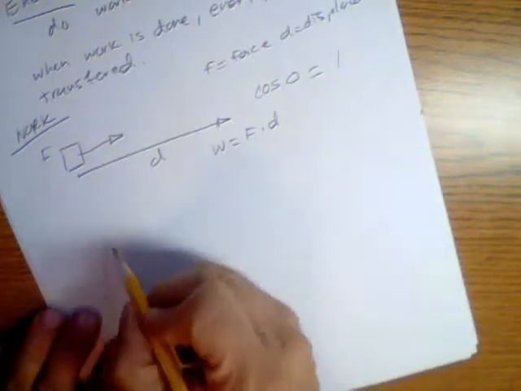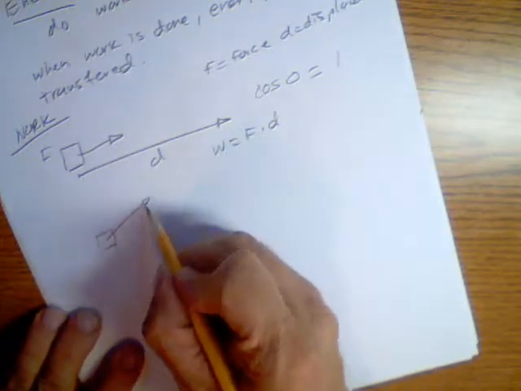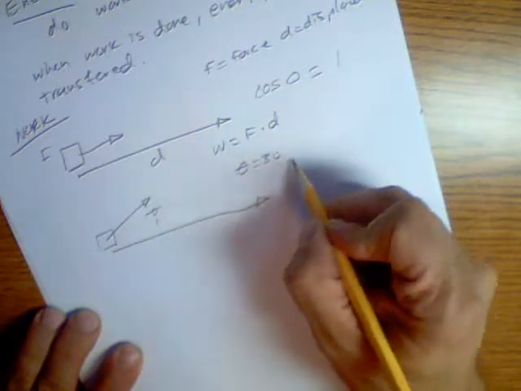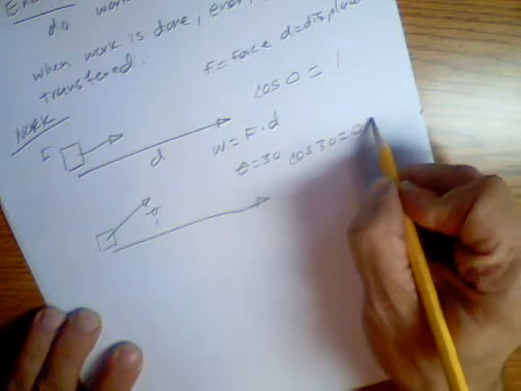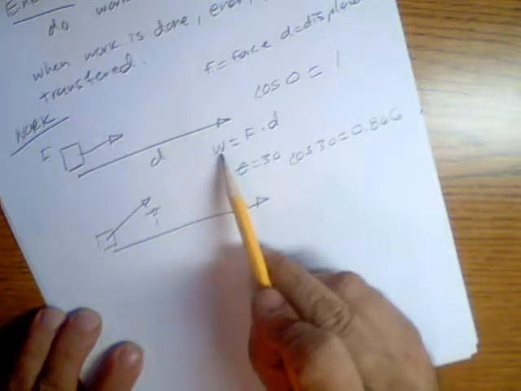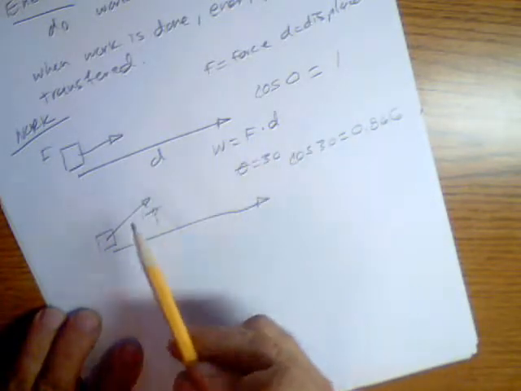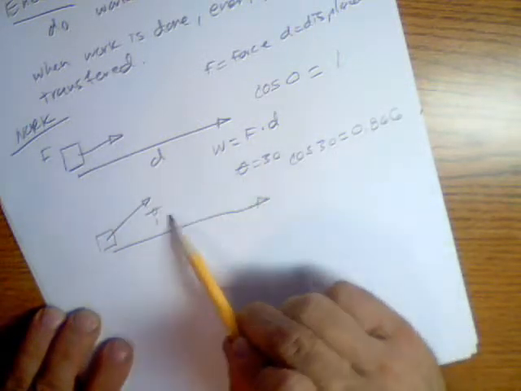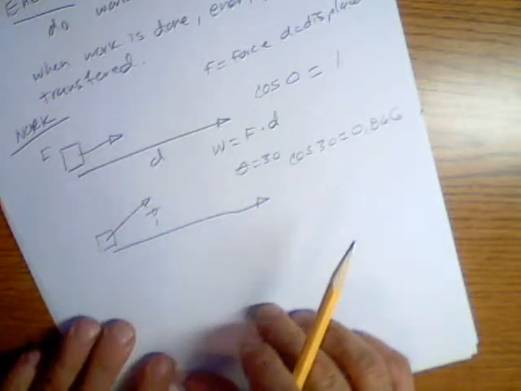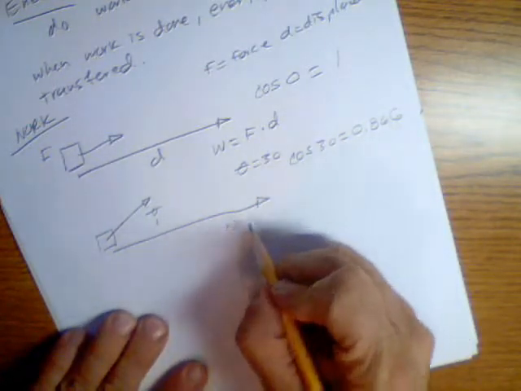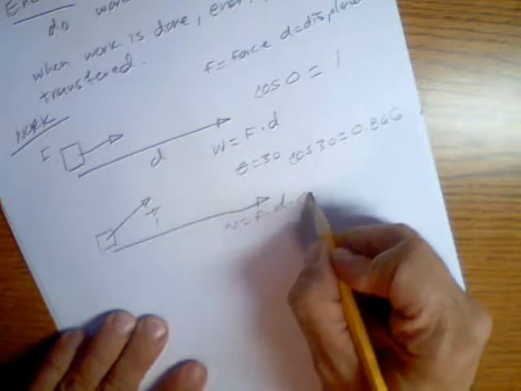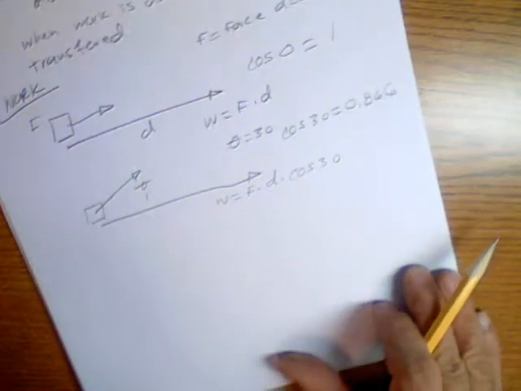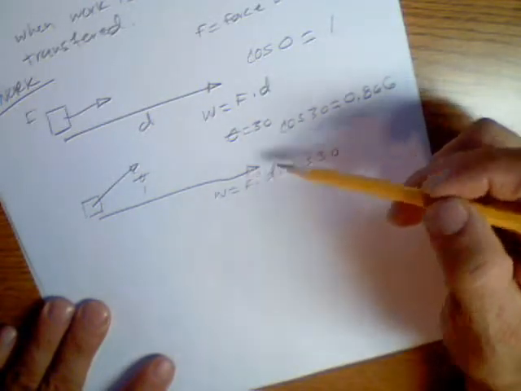However, if you do have an angle, let's give this an angle. The angle equals 30. Well, the cosine of 30 equals 0.866. So you're going to multiply basically your work by 0.866 because not all of the applied force is going in the direction of the displacement. Only 0.866 of it is. So that's why you have to multiply by cosine of the angle 30. So in this situation you say work equals force times distance times the cosine of the angle 30. I haven't given you any numbers. I just wanted to point out the importance of work is force in the direction of the displacement.